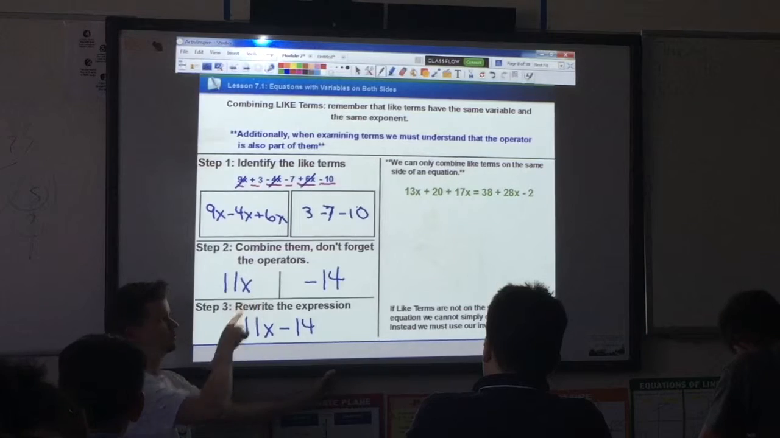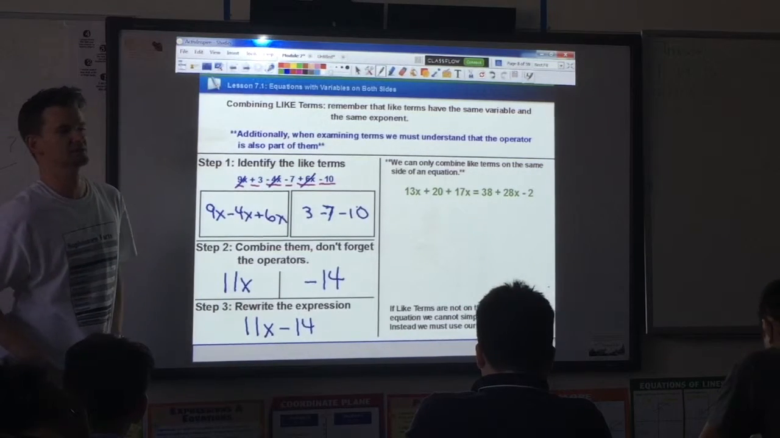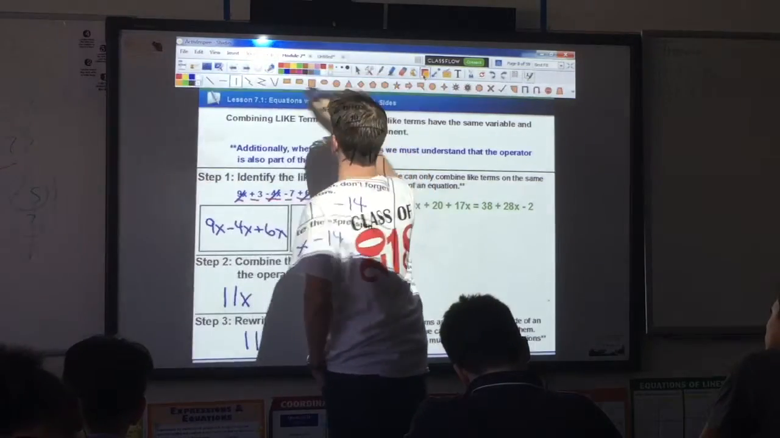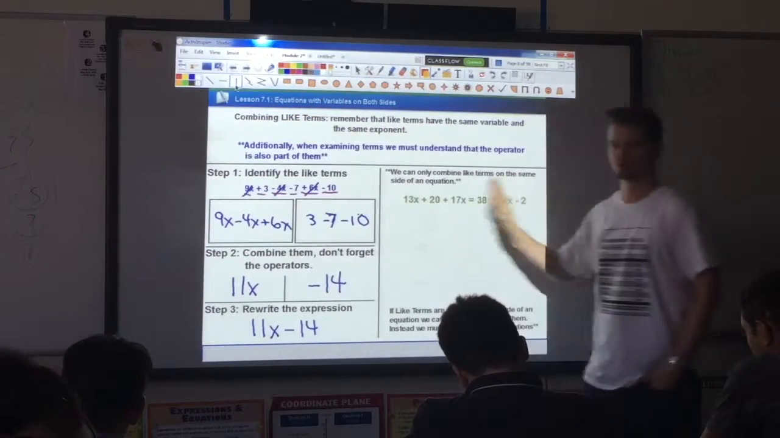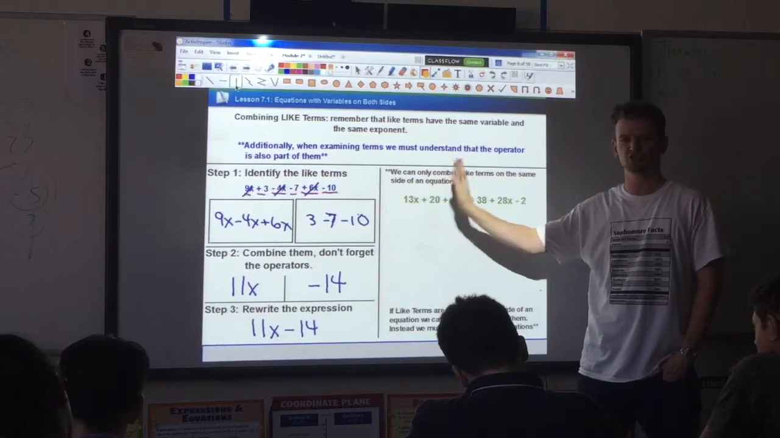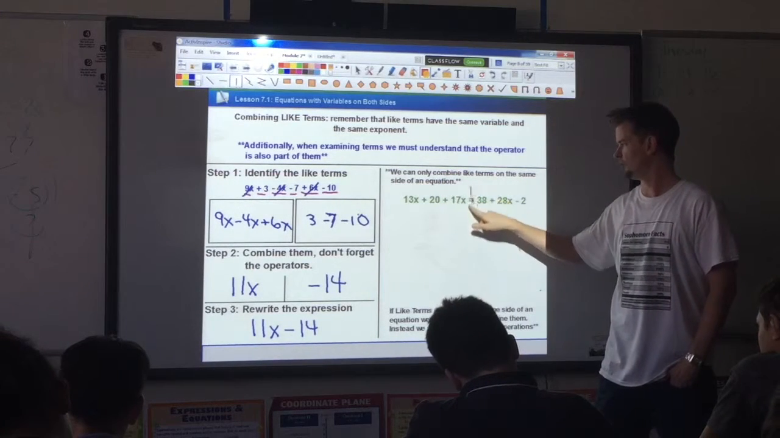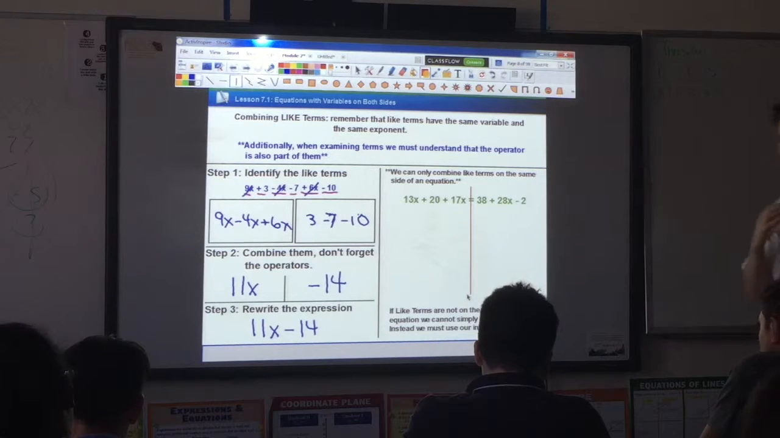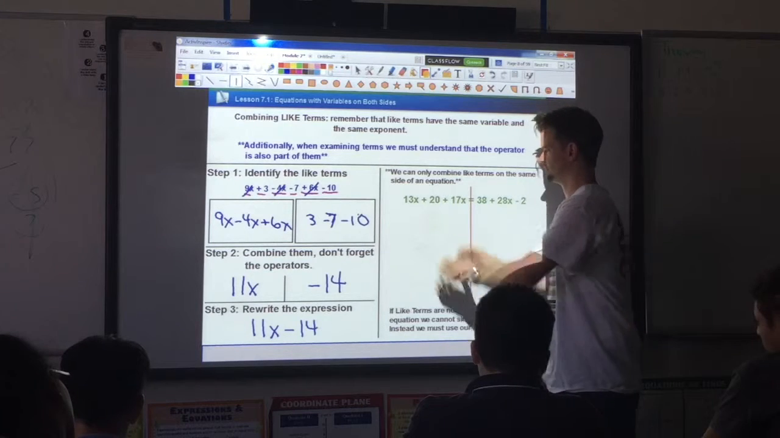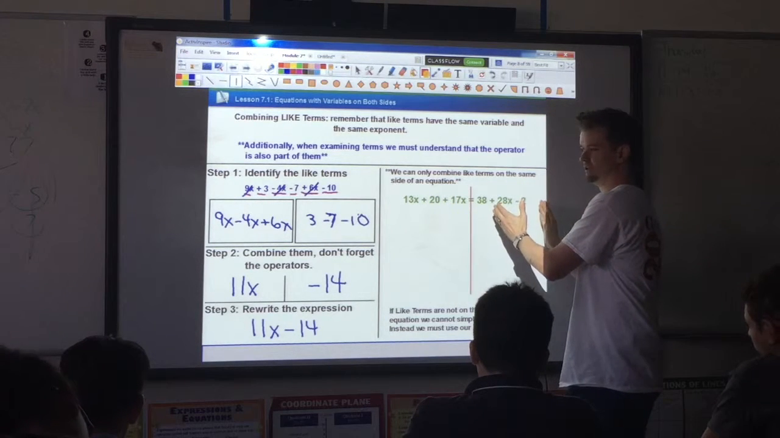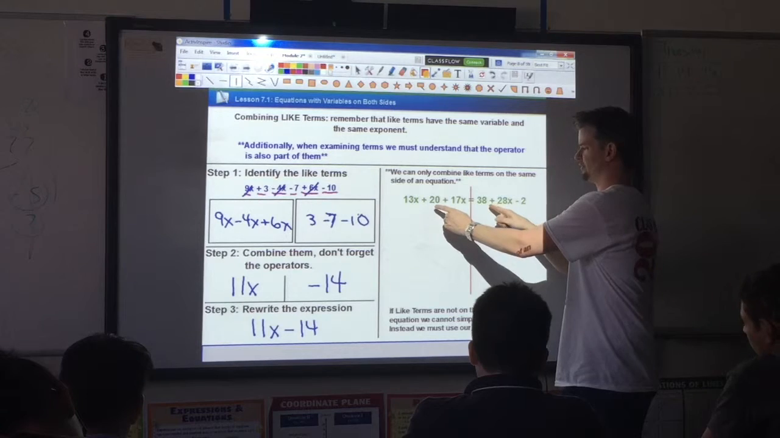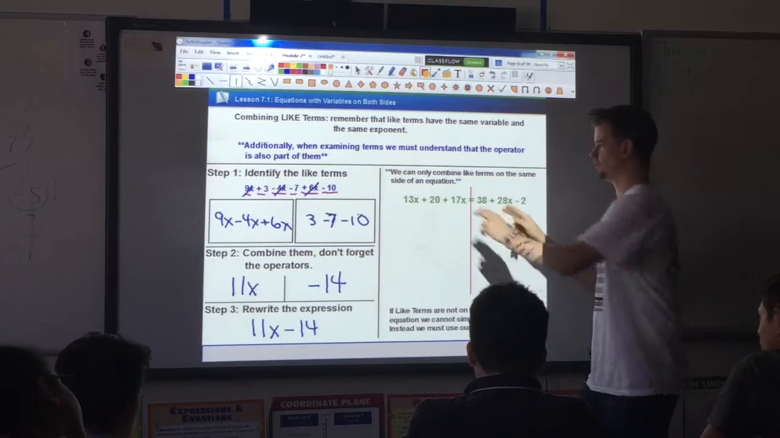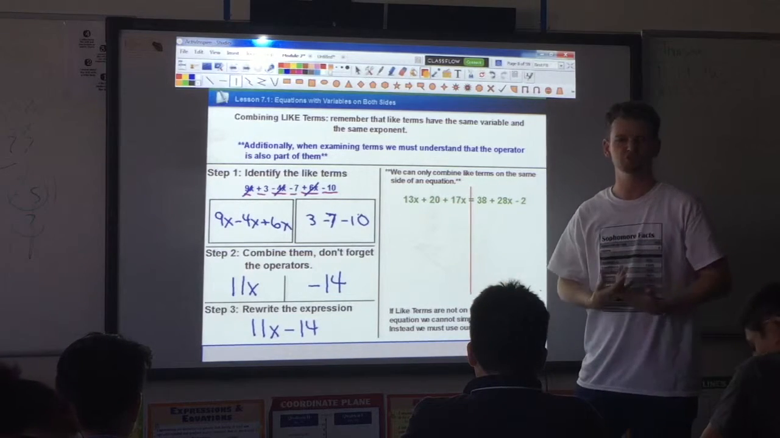Why? I'm going to show you on this side. Here's the most common mistake when people try to combine like terms. Remember that we have 2 different sides to an equation, the left side and the right side, and we always draw a line. The most important thing I can tell you about combining like terms is you can only combine like terms on the same side of the equation. Even though 20 and 38 are like terms, I cannot combine them. If I wanted to have 20 interact with 38, I'd have to use my inverse operation.